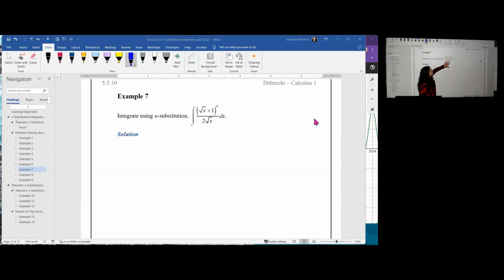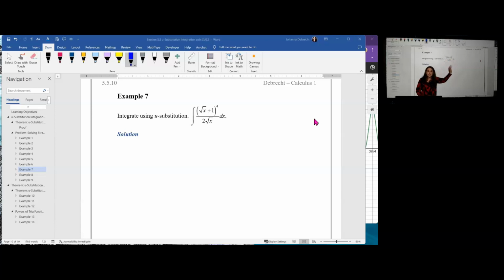Let's look at the indefinite integral of the quantity square root of x added to 1, all raised to the 4th power, divided by 2 times the square root of x dx. In this case, I can see that I do have composition. I have the quantity square root of x added to 1 raised to the 4th power. The question is, do I have the derivative of the inside function, square root of x added to 1? Well, the derivative of a square root is 1 over 2 the square root. So in fact, it is there.